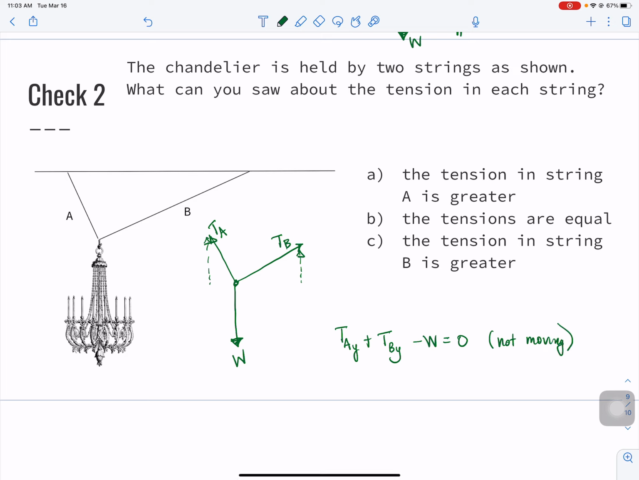Okay. TAY is not equal to TBY, but TB also has a pretty significant X component. And so because of that additional X component, the tension in string B actually ends up being greater. Now it does depend on the angle, but in positive physics, I'm pretty sure that the tension in B is greater.